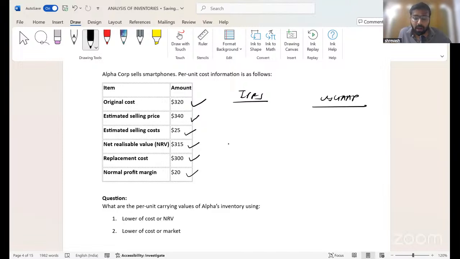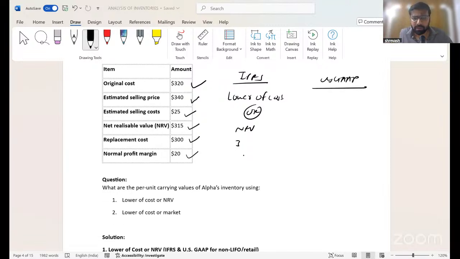In IFRS, how do you value inventory? Sir, whatever the method, FIFO, LIFO, anything, it is always lower of cost or NRV. Okay, sir, fair enough. Sir, cost is how much? Sir, it is 320. How much is NRV? NRV is given, how do we calculate it? Sir, estimated selling price minus estimated selling cost. 340 minus 25 comes to 315.